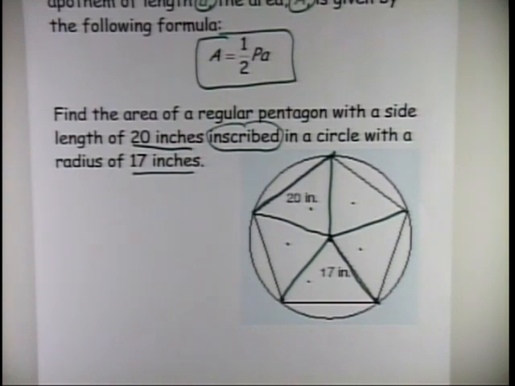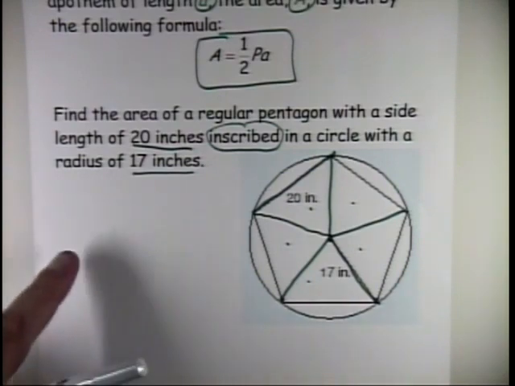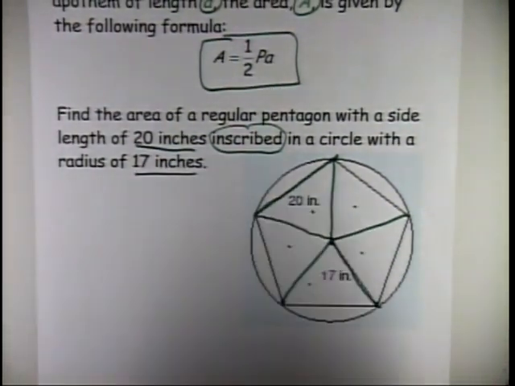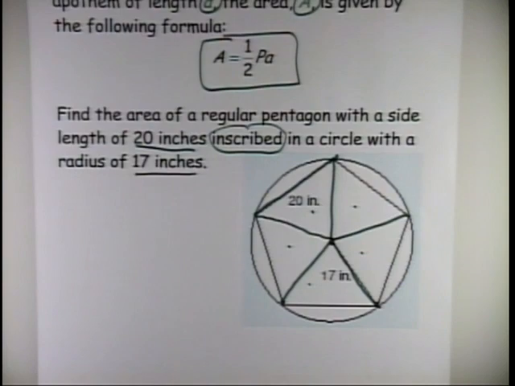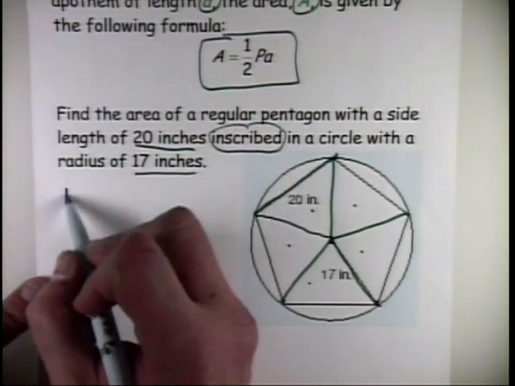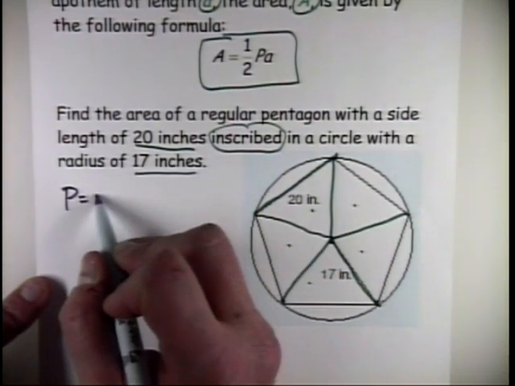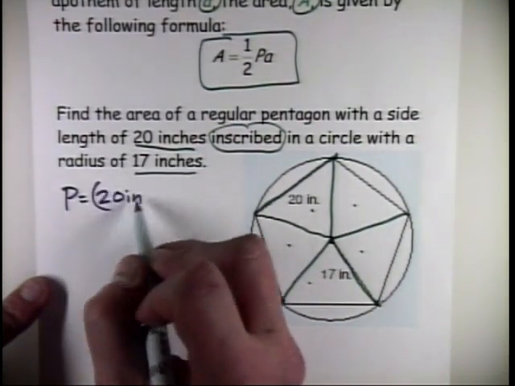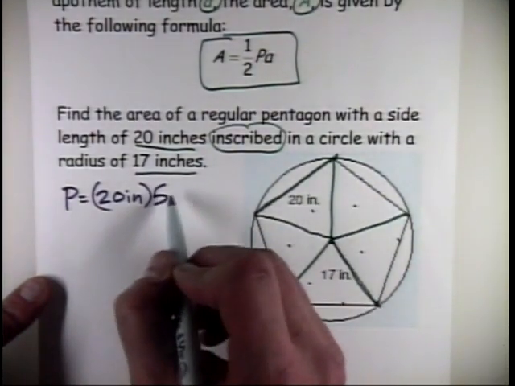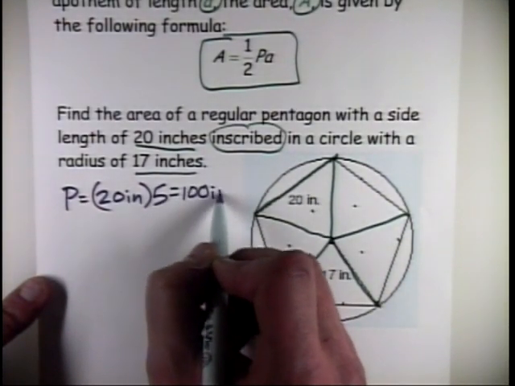Well, what's our strategy? Well, you can kind of problem solve if you get the formula. If you can find the area of one of those triangles, you can multiply it by 5. But we're going to go ahead and try to use the formula. We need the area, or the perimeter. If the side length is 20, the perimeter, P, is going to equal the side length, 20 inches, times how many sides we have? 1, 2, 3, 4, 5. So times 5. So that gives us 100 inches is the perimeter.